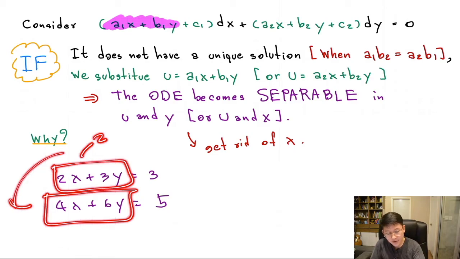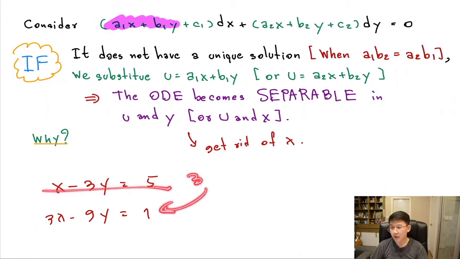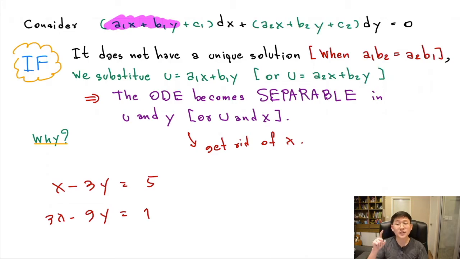If I say x minus 3y equals 5 and 3x minus 9y equals 1. See? Oops. Sorry, there was a glitch in the iPad. So in this case, you can see, if you multiply this equation by 3, you get this equation, right? You just ignore the constant, you just look at this term, right? In that case, we have that there's no unique solution.